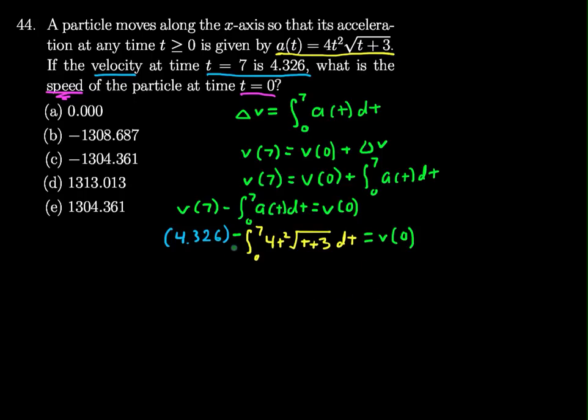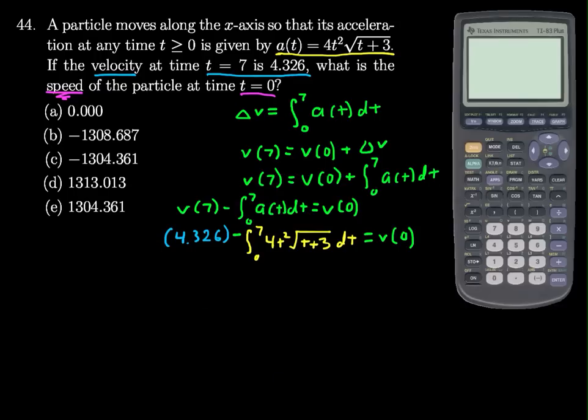And I look at this, and 4.326, that's a decimal, whatever. But the integral of 4t squared times the square root of t plus 3, u substitution won't work. I could try integration by parts, but really when it comes down to it, this function, just put it in the calculator. We have numerical solutions anyway, so let's put that in and we'll see what we get out.